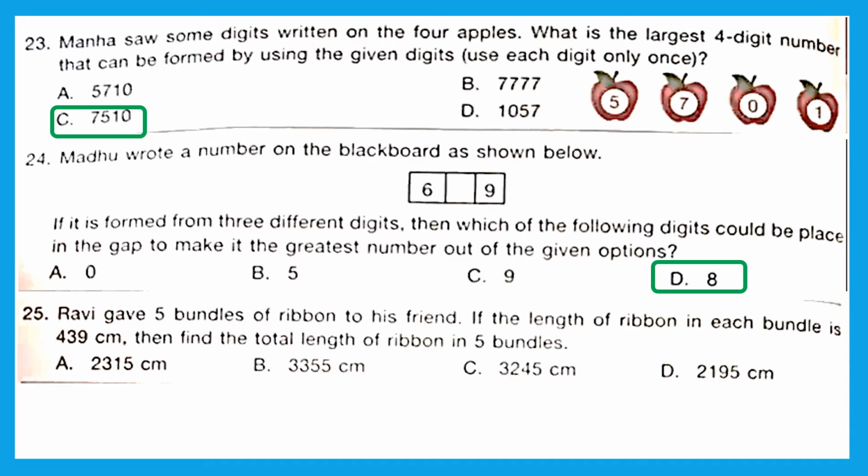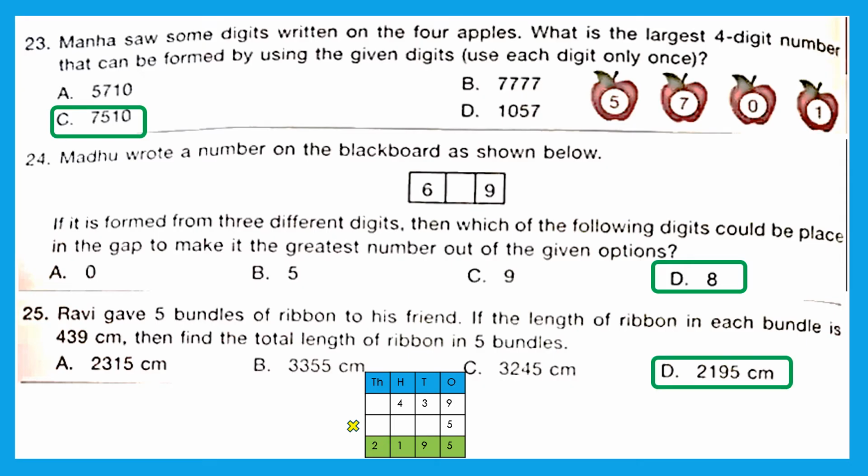Question 25. Ravi gave 5 bundles of ribbon to his friend. If the length of ribbon in each bundle is 439 centimeter, then find the total length of ribbon in 5 bundles. So it is simple multiplication, because in one bundle it is 439 and there are 5 bundles. So we will multiply 439 by 5. The answer which we will get is 2195. Option D is the right answer.